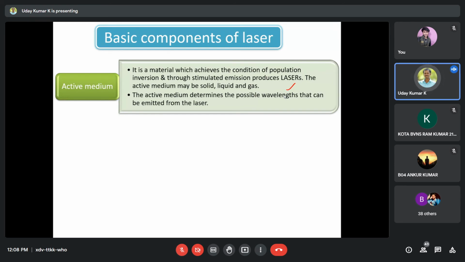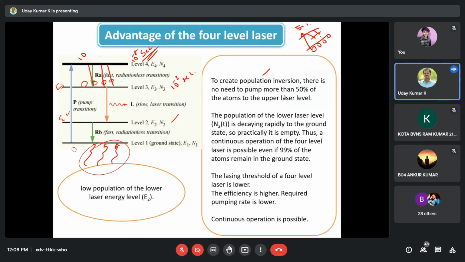Now, energy levels: whenever population inversion is achieved between two laser levels, the difference between these two energy levels is nothing but hc by lambda, and that gives you the wavelength of the laser light. Because of the population inversion, the stimulated emission process triggers, and you get photons out here, and with the multiplication process, you get the laser light.